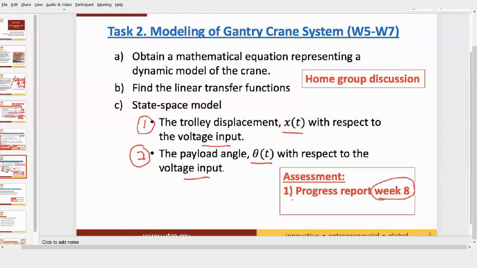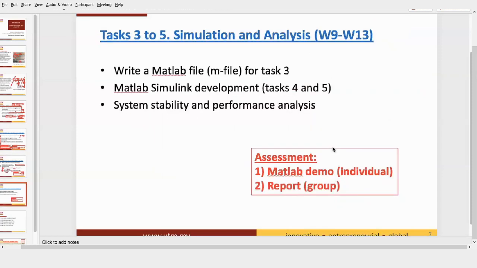The report consists of your task 1 and task 2. So all the modeling and simulation, and finally getting the transfer function of the system in the time and frequency domain and also in the state space model. So this is the first part. And then you have the simulation work and analysis.